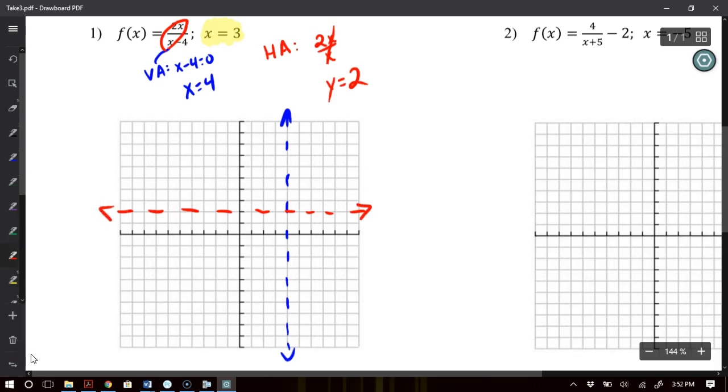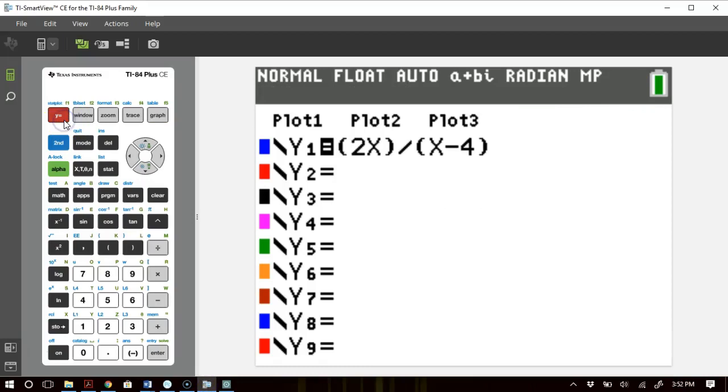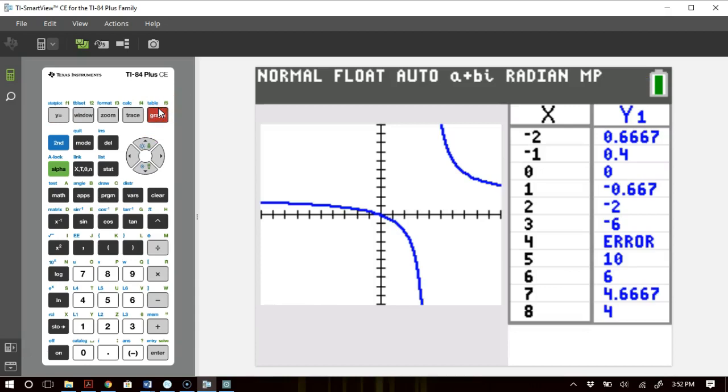My next job is to finish graphing. You can use your table of values. You can plug in things. So I'm going to go to my calculator. And notice I already have in here the numerator in parentheses, 2x divided by x minus 4. My calculator is split screen right now. I can see my table of values. 3, -6, 2, -2. I can see I have the right asymptotes.